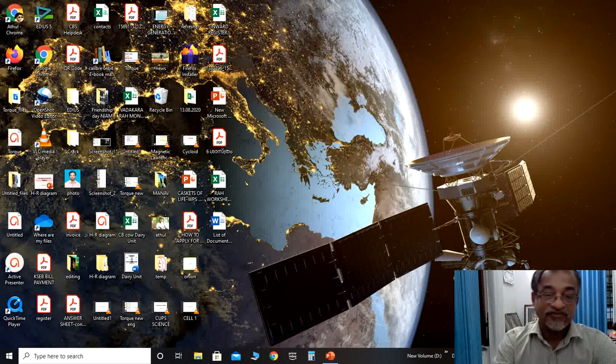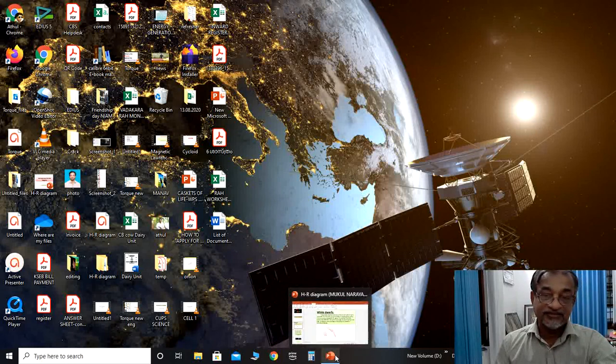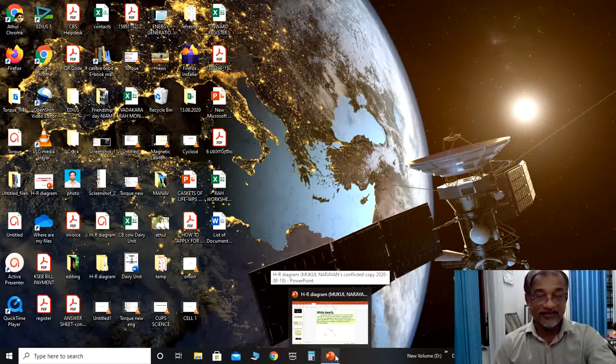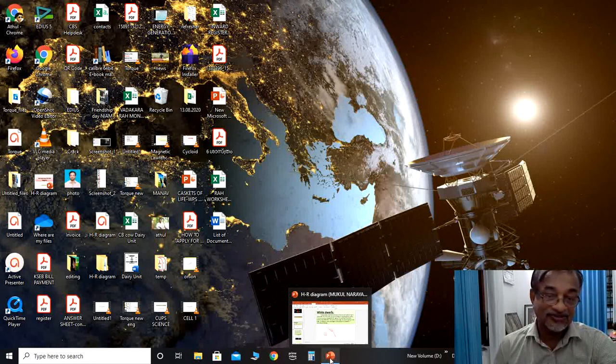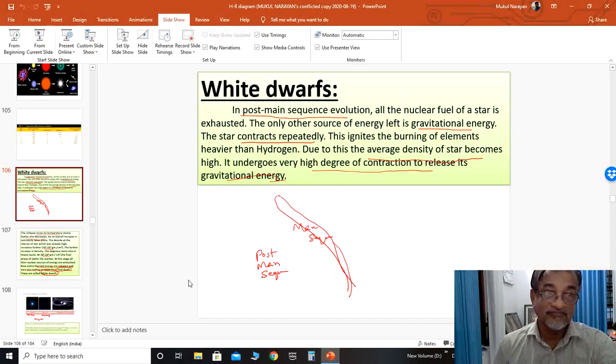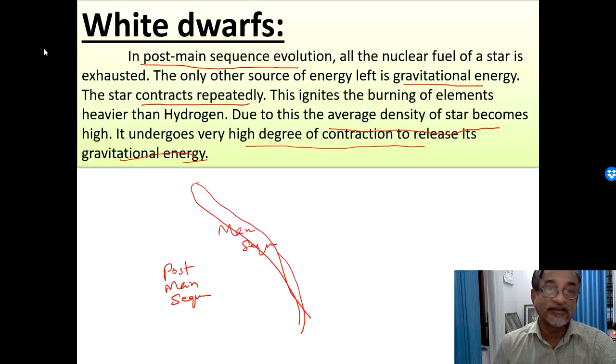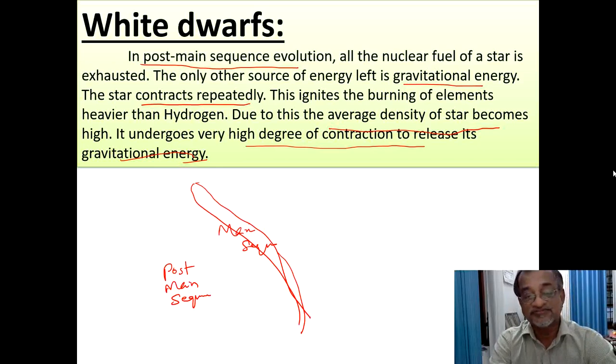In last class, we have discussed about the neutron stars and pulsars. So today we are discussing about white dwarfs, then about black holes. In the case of white dwarfs, here we are considering the post-main sequence evolution. Post-main means if this is the main sequence, here post-main sequence lies. Here, white dwarfs are lying here.